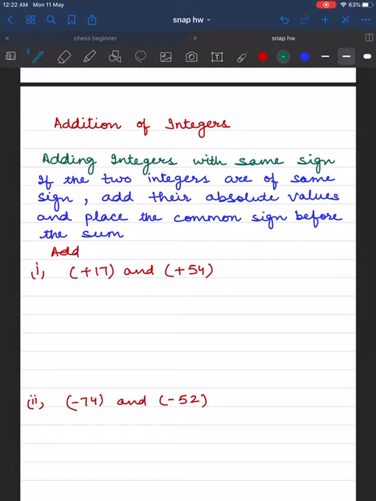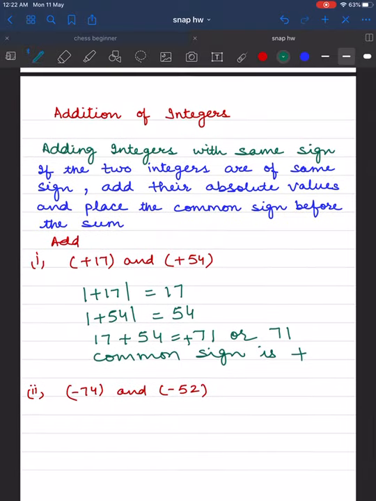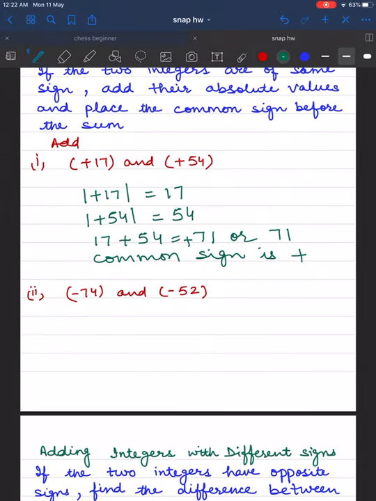Now first is plus 17 and plus 54. Now absolute value of plus 17 is 17 and absolute value of plus 54 is 54. Now we add their absolute values. So 17 plus 54 is equal to 71. Now here the common sign of both the integers is plus. So we write plus sign with the sum. So here we get plus 71 or simply write 71.